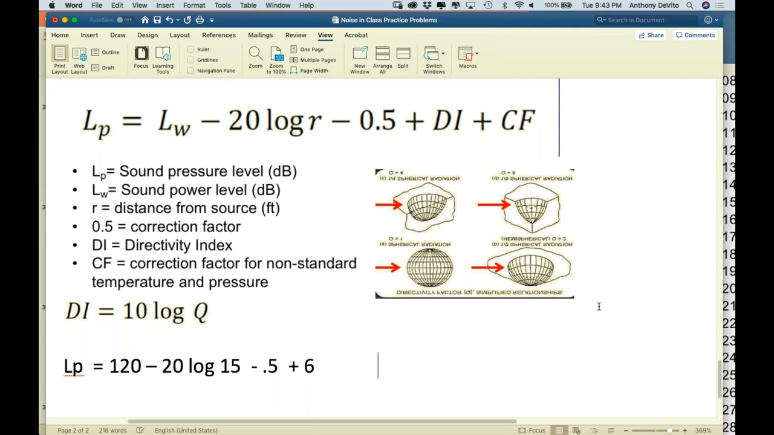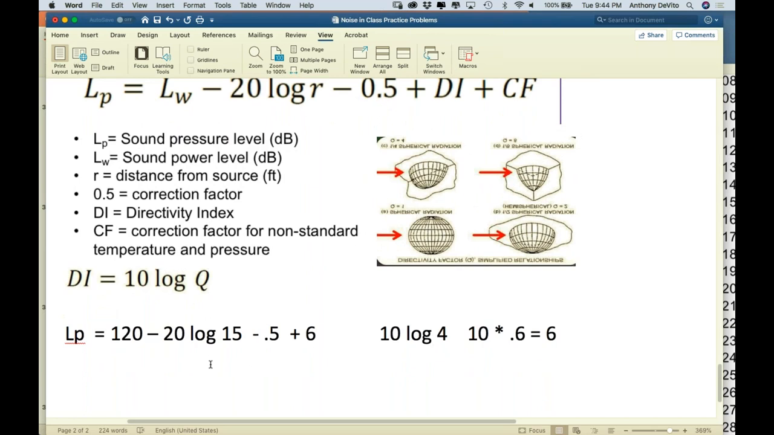Okay, DI is equal to 10 times the logarithm of 4. And the logarithm of 4, 10 times, what is the logarithm of 4? It was 0.6. So it's 10 times 0.6, which is 6. So that's where the 6 came from, right? So DI, we're ignoring the environment factor, the pressure and temperature factor, plus 6 minus 0.5. And now I've got to resolve this 20 times the log of 15, the distance 15.